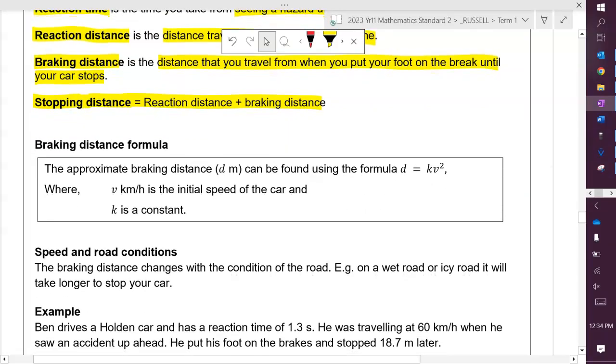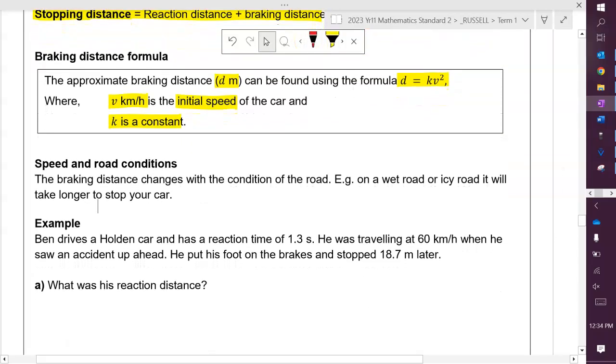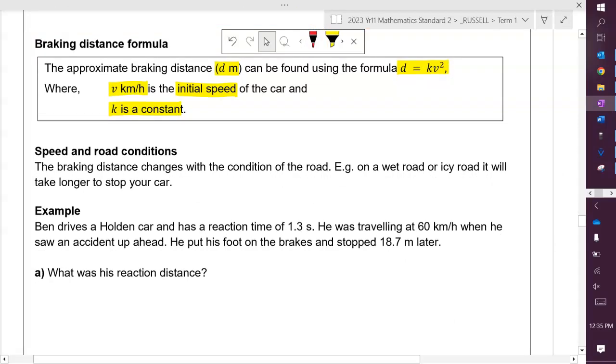So our braking distance formula, the approximate braking distance, which is distance in metres, is found using D equals kV squared, where V is the kilometres per hour of the initial speed, and K is a constant. So when we think about that variable, we find that constant, and then we can use that to work out what we need. Our speed and road conditions matter, and the braking distance changes with the road. If it's wet or icy, it's going to take you longer because you are going to skid, as if it was a dry day.